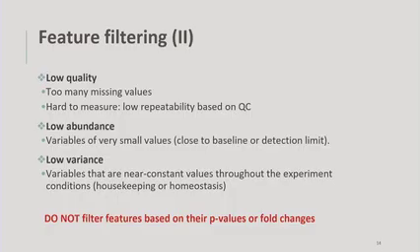So we would filter features for 3 different reasons. One would be low quality. This is where if we just have too many missing values, we would throw away that feature. If there's just way too many, we can't accurately impute values for that metabolite. Another is low abundance. Again, these are more likely to be close to the limit of detection and maybe not so reliable. And then ones that have low variance, so variables that are at a near constant value.